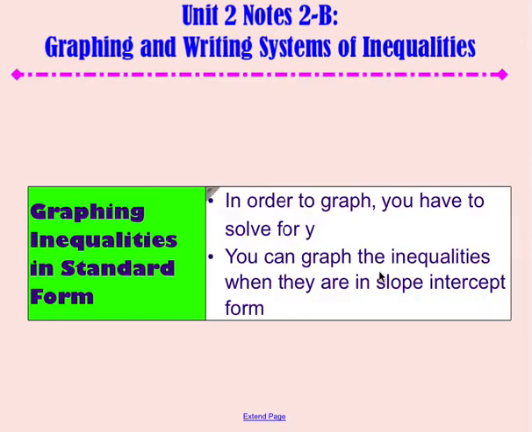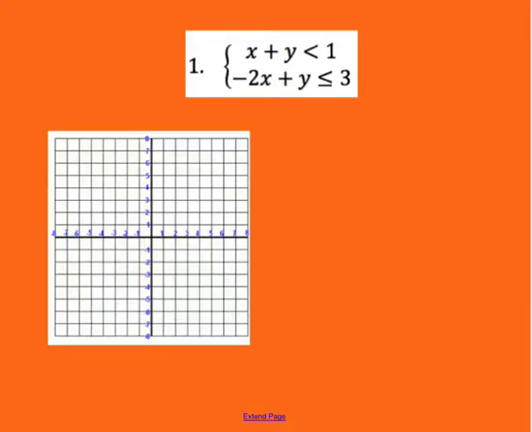So when we're graphing inequalities in standard form, in order for us to graph, you have to solve for y. That's the biggest thing we've been working on with standard form, is that they have to be in slope-intercept form, or solve for y, in order for us to graph it. So you can graph the inequalities once they're in slope-intercept form. So let's take a look at what some of those are going to look like. Let's just start with a basic review of inequalities.